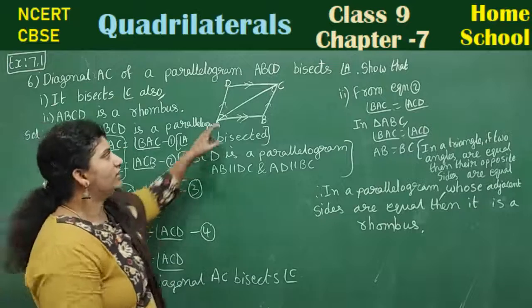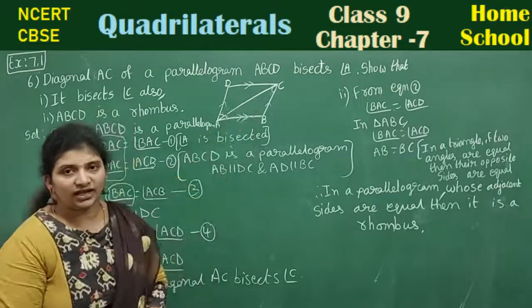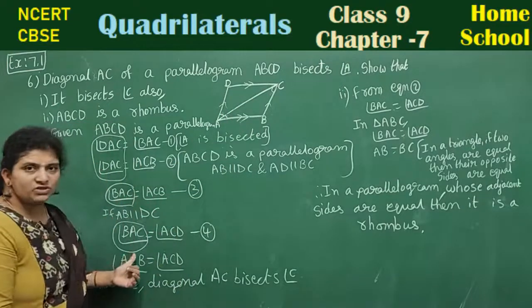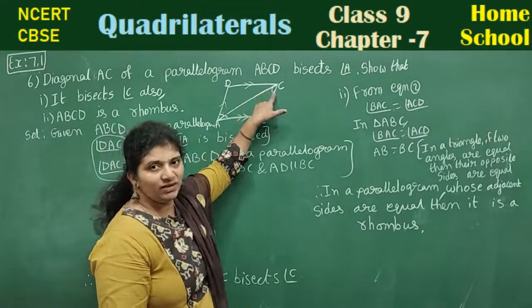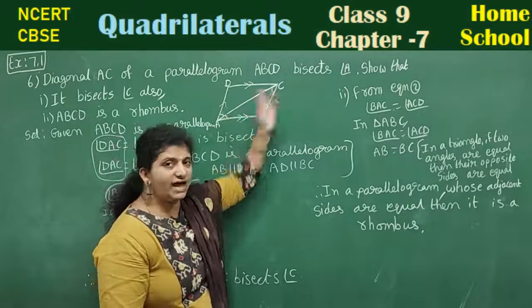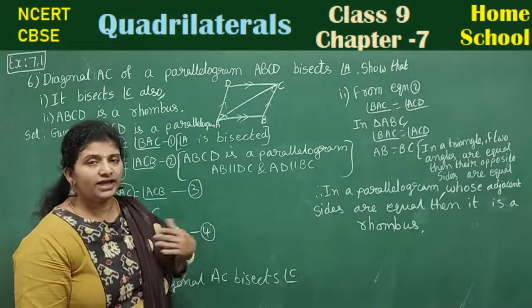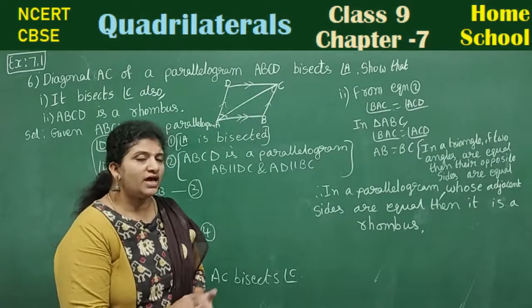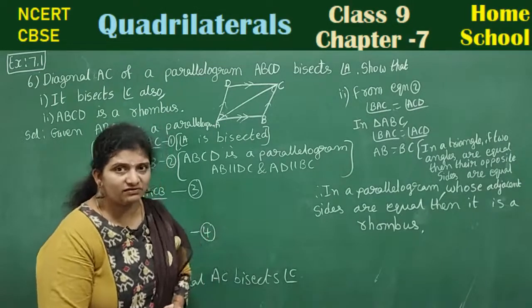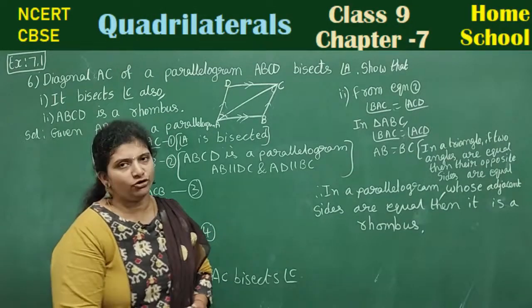Then again, another pair of alternate angles you take here and compare these two. What are you going to get? These two angles are equal. That means diagonal AC bisects angle C also, proved. Then next I need to prove it is a rhombus. How can I prove a rhombus? If you are able to prove adjacent sides equal in a parallelogram, then it is a rhombus.